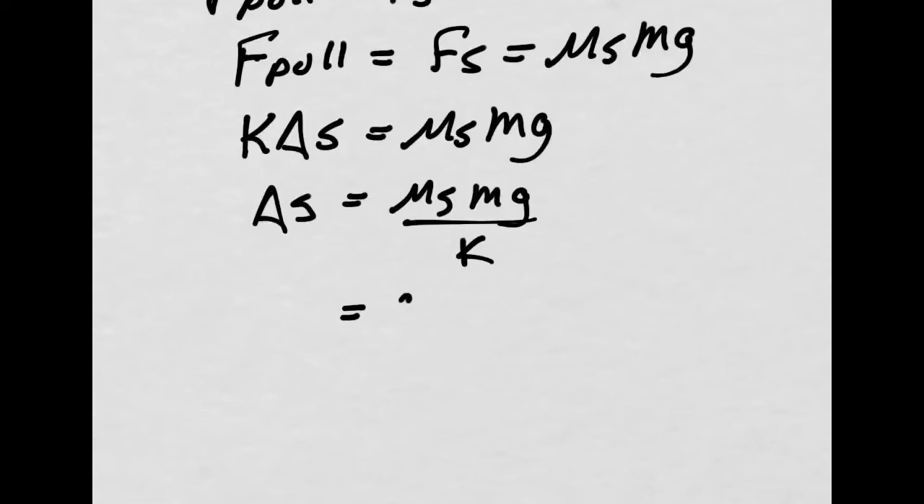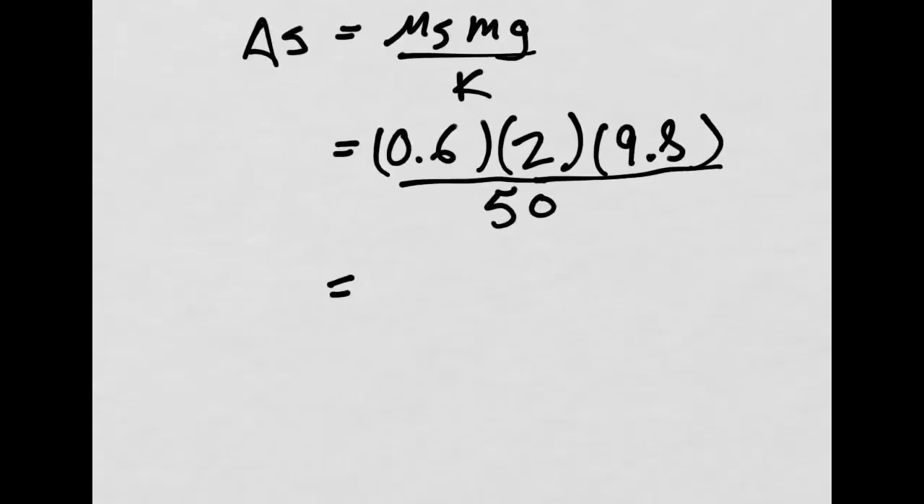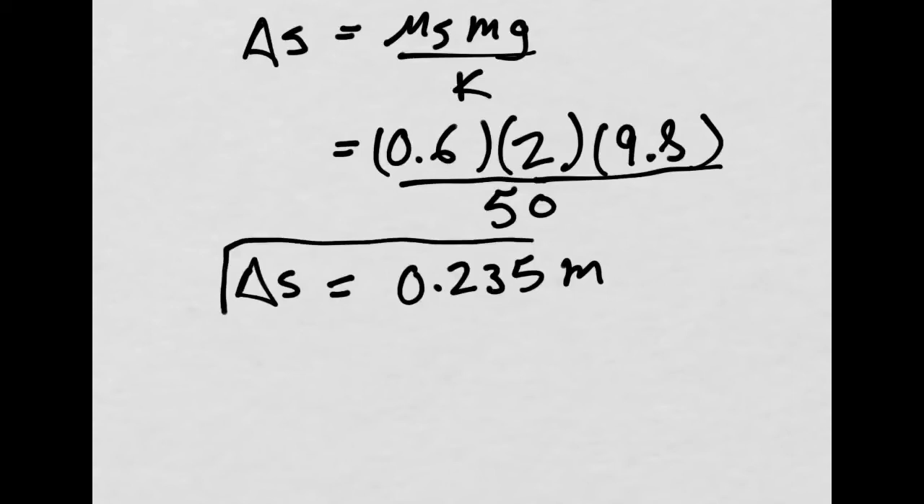So then we plug in our numbers: 0.6 for mu s, m is 2 kilograms, g is 9.8 meters per second squared, and our spring constant is 50 newtons per meter. That gives us delta s of 0.235 meters. So that's how far the spring compresses or is pulled apart.